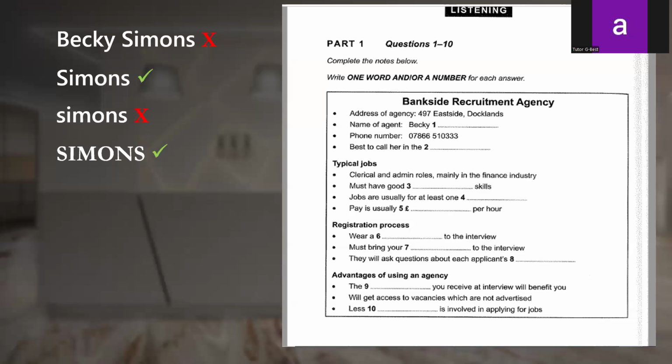So if you write all your answers in capital letters, it is 100% acceptable. And you don't have to worry whether it's a proper noun or not. So always write your answers in capital letters. But like I said earlier, it should be when you are transferring to the answer sheet. That's when you do that.